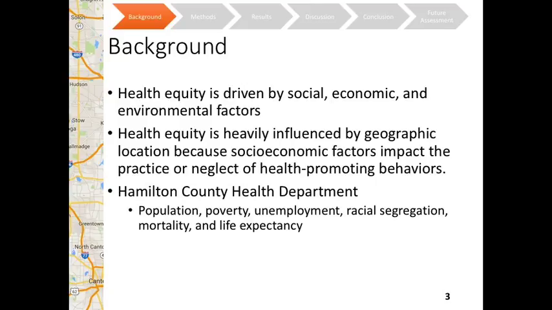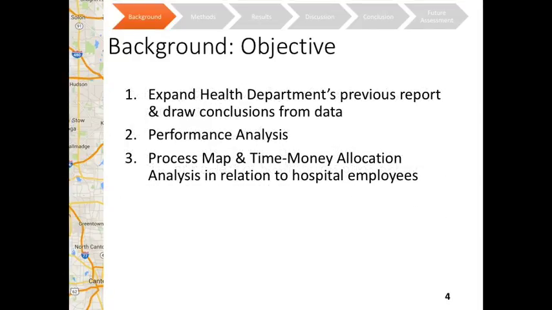In 2015, the Hamilton County Health Department composed a report using U.S. Census data to map the levels of various demographic factors in 49 communities. The indicators included variables such as population, poverty, unemployment, racial segregation, mortality, and life expectancies. 5 census variables were used to calculate this concentrated disadvantage for each census tract. The report successfully related CD and demographic factors to geographic locations within the county, but did not consider behavioral health factors. I had 3 objectives for this study.